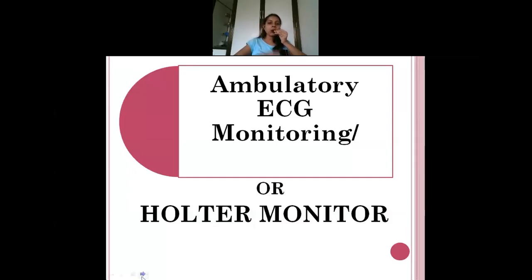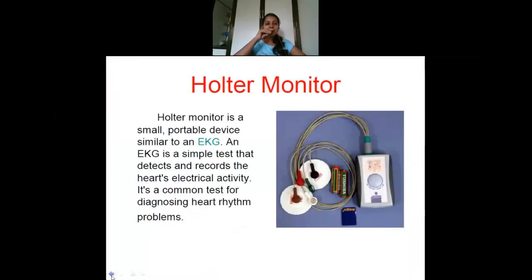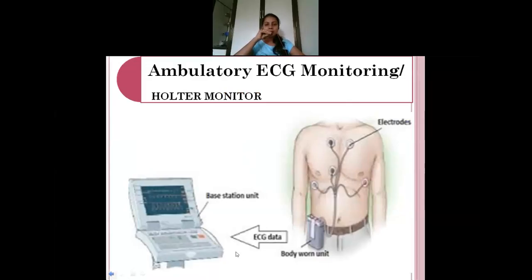Now Holter monitor, as you can see here in the figure, is a battery powered device. Here you can see it is a battery powered device. Some batteries will be there inside this recorder.